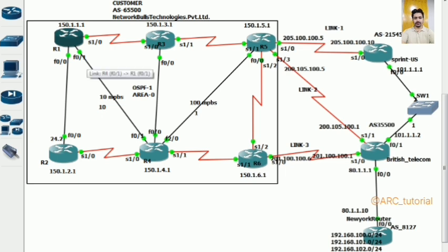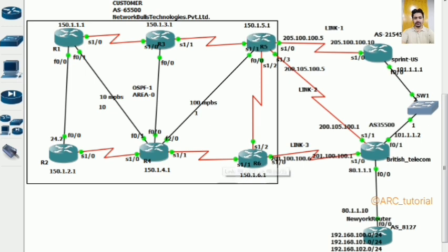Total cost will be 12 to reach R5. Because R1 can also reach the loopback of R5 via R3 as well as via R2, but the shortest path will be this. Here you are having Ethernet connections, whereas for serial interfaces by default cost is what? 64. That is why for R1 its best path to reach the loopback of R5 will always be via R4. R1 will go to R4 and then R4 will send that information in the direction of R5.